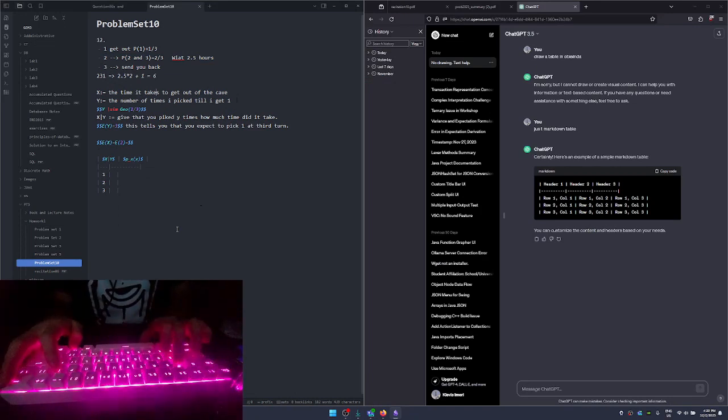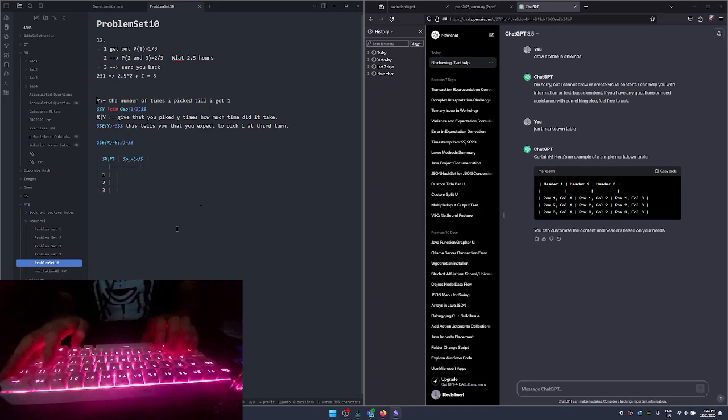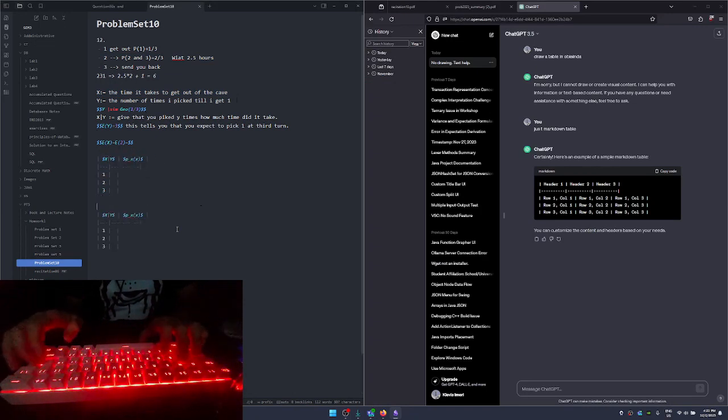You don't even need the x. Or you can think with x. No, you don't need the time it takes. You just have the number of times I pick till I get 1, right? So let's draw how y looks. Let me just save this for later. I can just do this, and then I can have this with y.